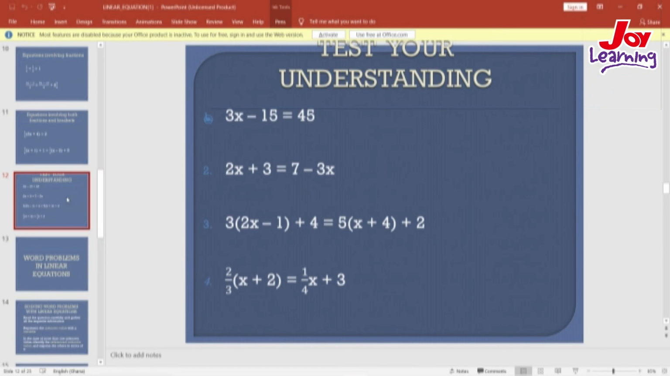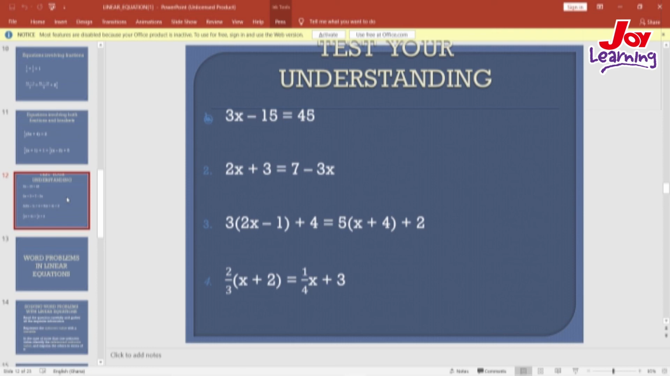Test your understanding. So number 1, we have 3x minus 15 equal to 45. What you are supposed to do is find the value of x, like we've done in our solutions so far. And then number 2, you have 2x plus 3 equal to 7 minus 3x. So you find the value of x over there too. Number 3, we have 3 into bracket 2x minus 1 plus 4 being equal to 5 into bracket s plus 4 with brackets closed plus 2. Okay, so we find the value of x.